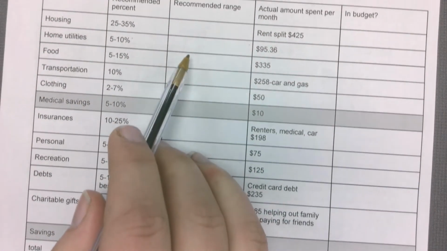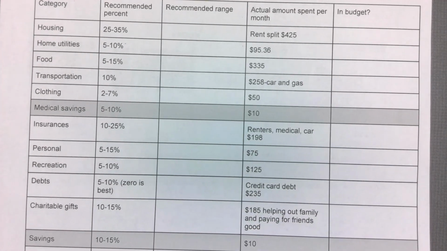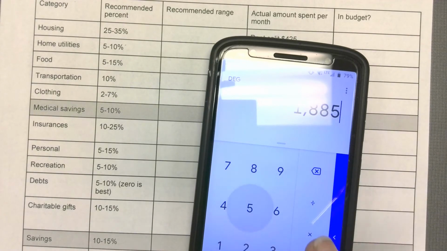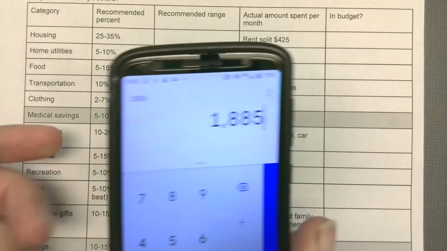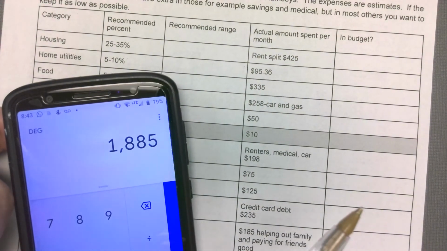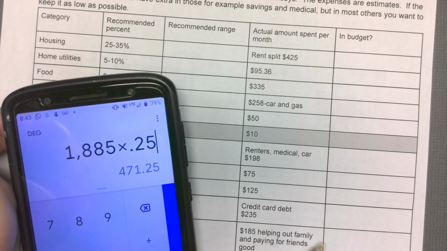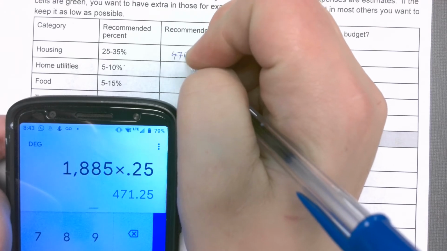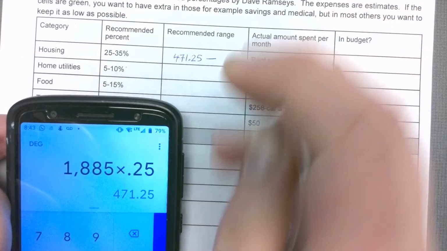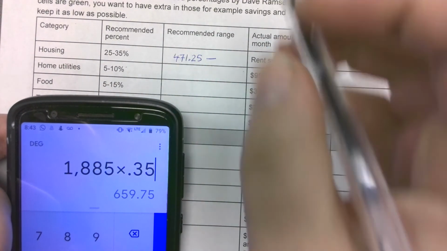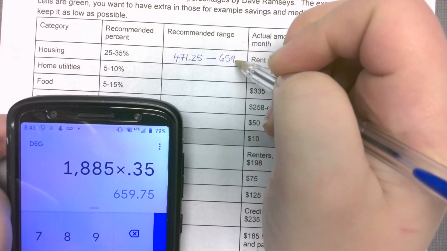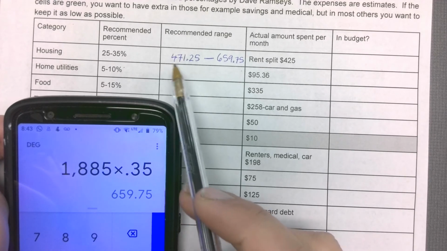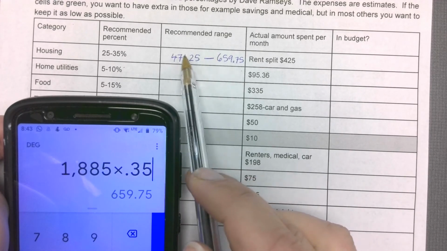Do we need to do an example? So I'm just going to take that monthly income. I'm going to times it by 0.25. So I'm estimating it's going to cost me between this and then 0.35 for rent. That's what I can afford. That's my range. I could go lower, but that's a general rough estimate.